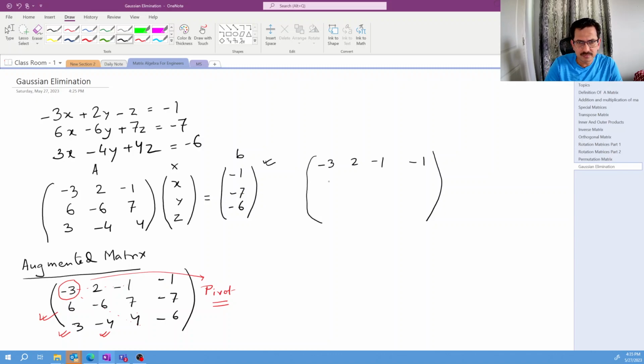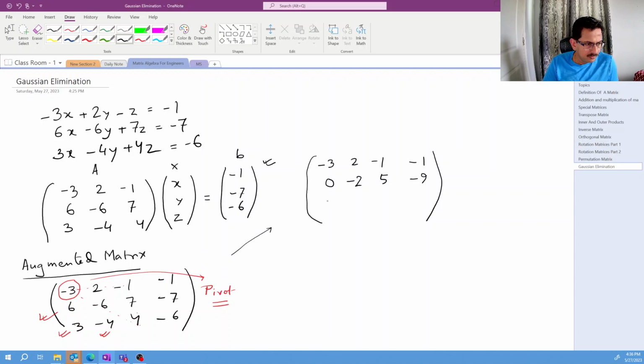But when we multiply by 2 and then add, what will happen? This will be 0 because minus 6 and plus 6 will be 0. And then 4 minus 6 will create minus 2. And then minus 1, 7 will create 5. And then minus 2, minus 7, adding will make it 9. And this is my second step actually. So first we created the augmented matrix, and this is the second step.